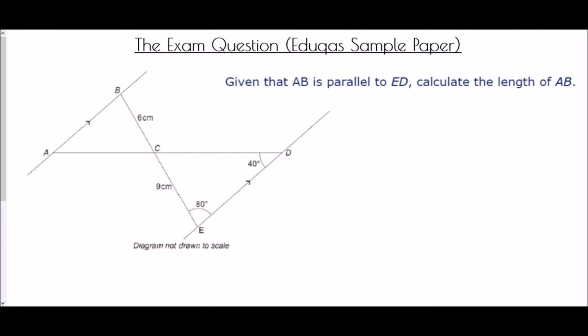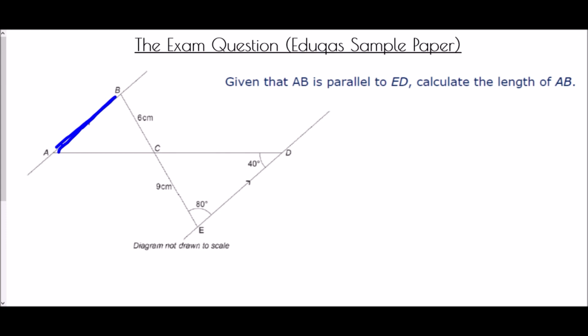And finally we come to the exam question, and this one actually came from the EDUCAS exam sample paper, and we were given a set of parallel lines, the diagram not drawn to scale, and we're told that AB is parallel to ED, and we want to calculate the length of AB. So this is the length we are dealing with, trying to find. Now at this stage we have no angles involved whatsoever, but what we need to think about is the information we have been given in terms of this being parallel lines.